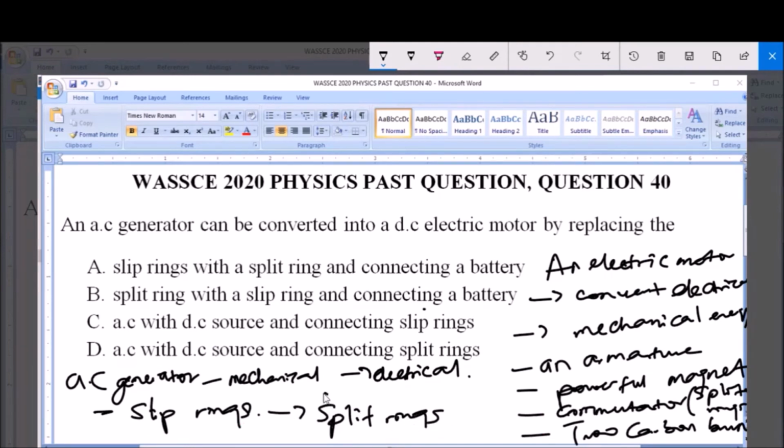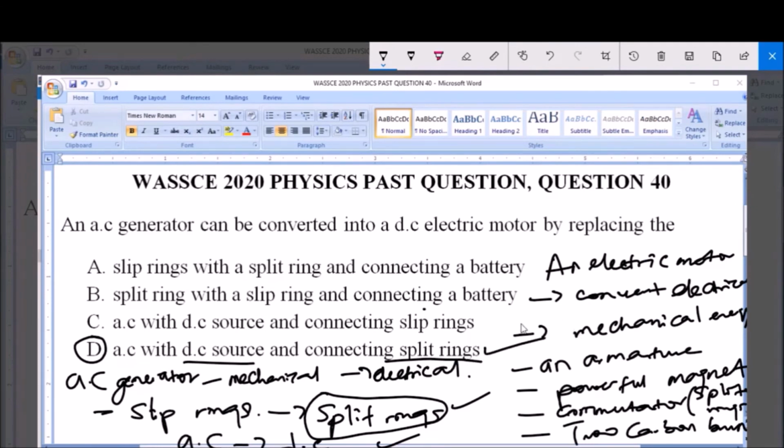This is the only difference between the generator and the electric motor, and also replacing the alternating current with a direct current. That is, replacing the AC current with a direct current. So these are the two major things required for the conversion of an AC generator to an electric motor. So therefore, the answer to this question is option D. That is, the AC source will be replaced with a DC source, and then the slip rings will be replaced with a split ring, which is the component of an electric motor. So option D is the answer to this question.